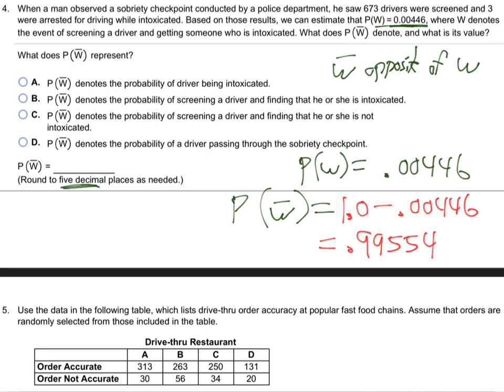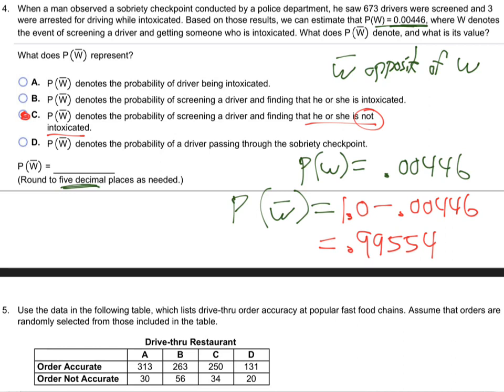Come back up here. W denotes a driver getting screened and intoxicated and getting arrested. So then, finally, it would be C, exactly. Because C is finding the driver is not intoxicated. That would be the opposite of W.